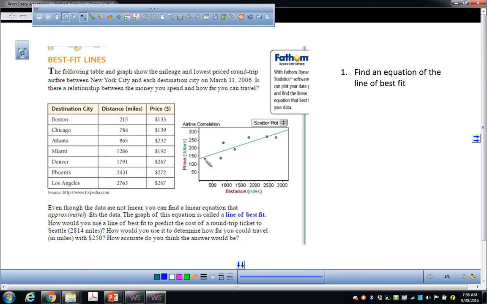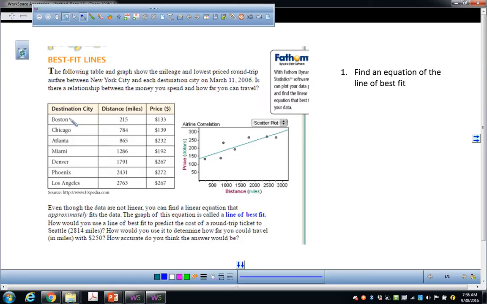You can kind of see here that it might be a better fit to do a curve like this, right? You know what I mean? But we're just talking about lines of best fit, not curves of best fit.